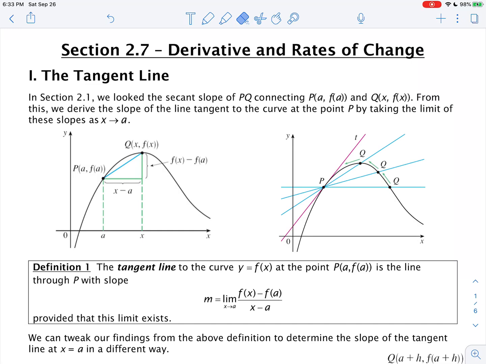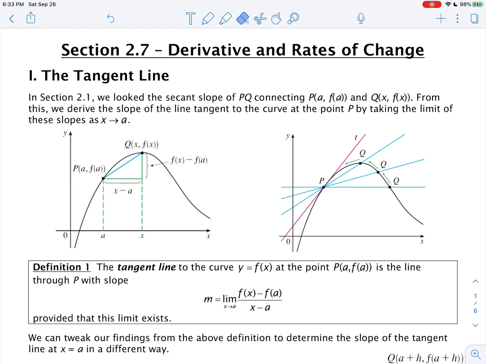Hello again. This is section 2.7 of James Stewart's Calculus Early Transcendentals book, and it deals with the derivative and rates of change. Chapter 2 deals with limits of a function, and here we go with one of the most important concepts in calculus, the tangent line.